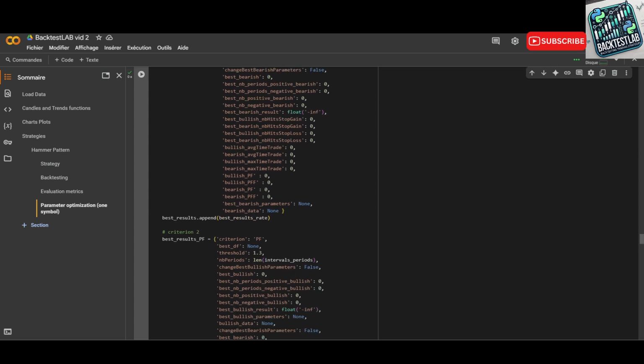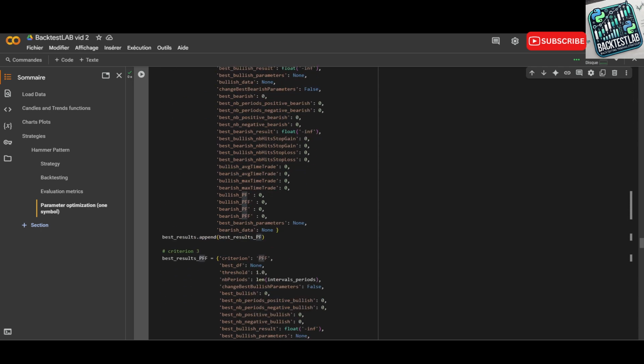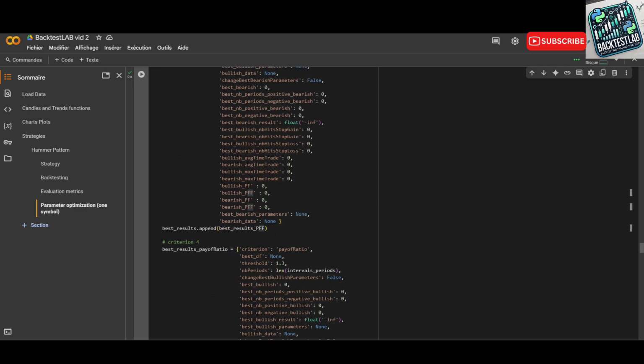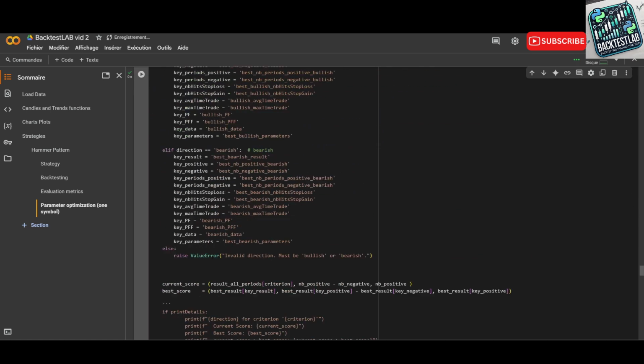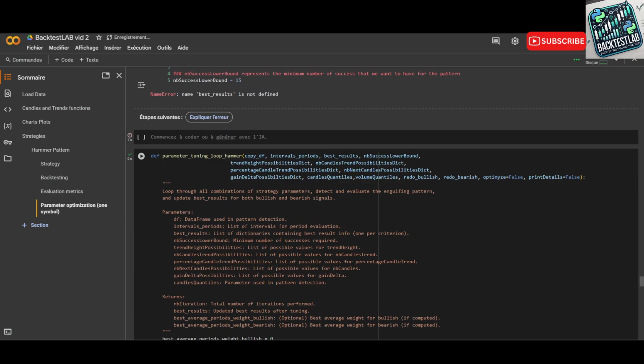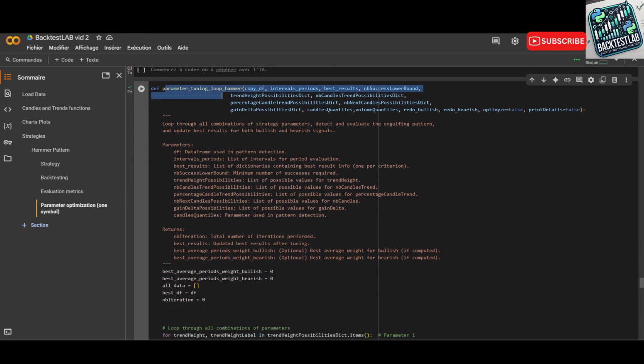So this is for the rate. I will do the same thing for the profit factor, the pessimistic profit factor, etc. So now let's go through our last function. Our last function is not this one, it is the one just after this. This is the parameter tuning loop for our function.